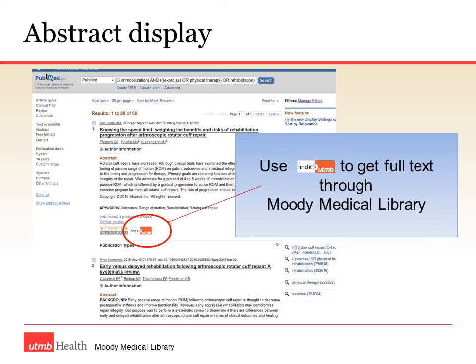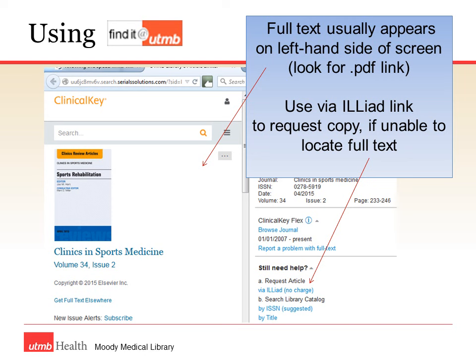So if I decide I want to read article number 1, if I click that Find It UTMB button, when this page opens up, usually I will get offered full text on the left-hand side of the page. Look for a PDF, but somewhere on that page is going to be something about the article. And if that's too confusing or too frustrating, I always have the option to use a Via Iliad link at no charge.